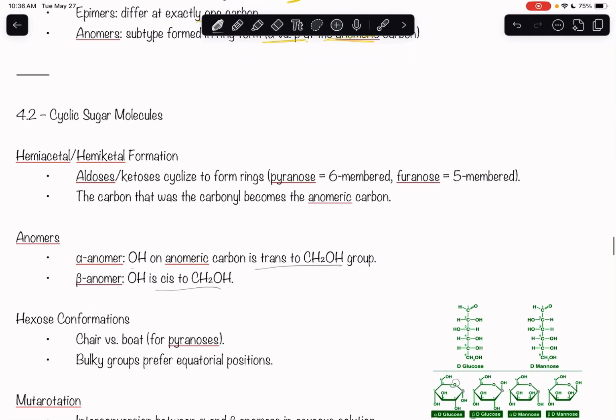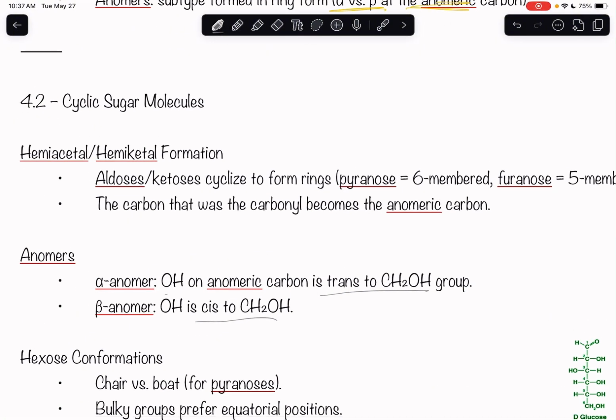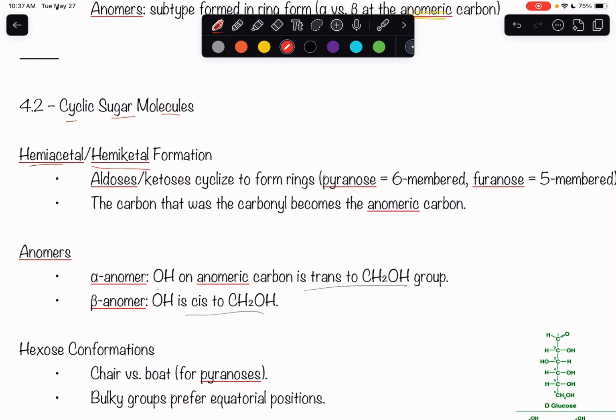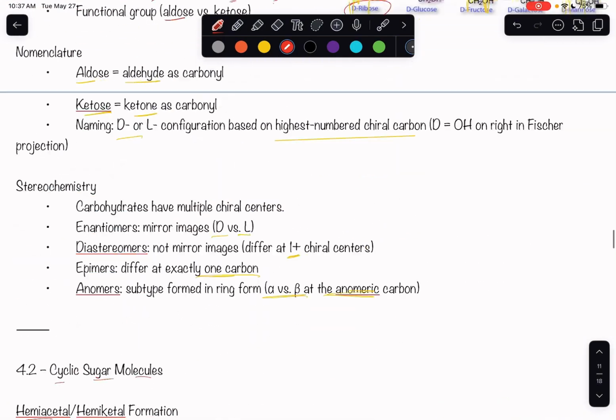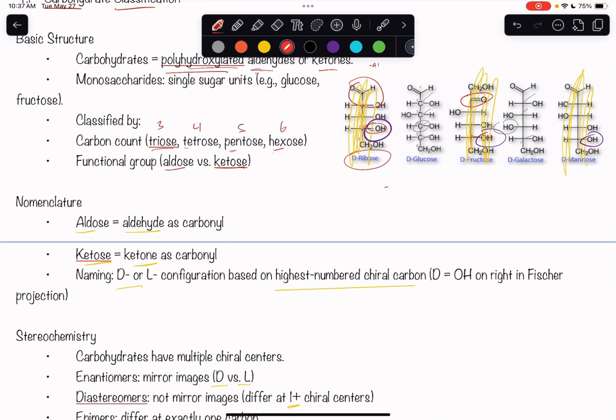So if you just came from chapter 4.1, I low-key don't know why I started it, but I just got lost in the notes. But let's actually get started on cyclic sugar molecules. As far as hemiacetal and hemiketal formation, I actually already have a video on the mechanism, so we're not going to be talking about the mechanism today. But what we will be talking about is when we have, these might actually be helpful.